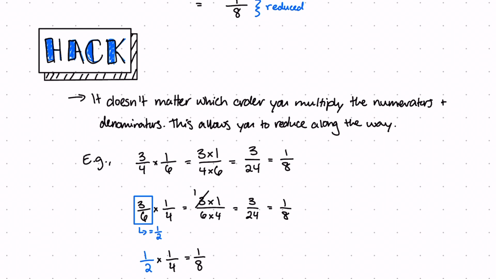You can also do that with the above fraction. 3 is divisible by 3, so that gives us 1, and 6 is divisible by 3, so that gives us 2. And then right away, 1 times 1 over 4 times 2. And then we don't have to go through the trouble of finding the greatest common factor, etc., to reduce.